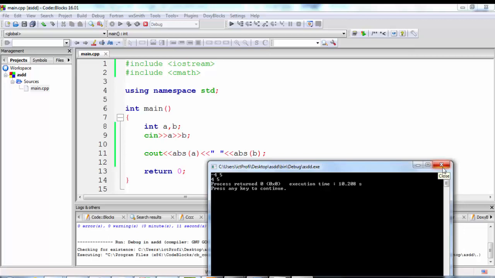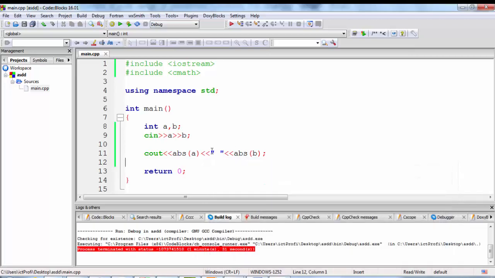Okay, we'll try another one. We will see the ceiling.